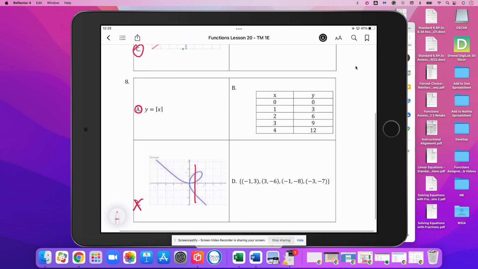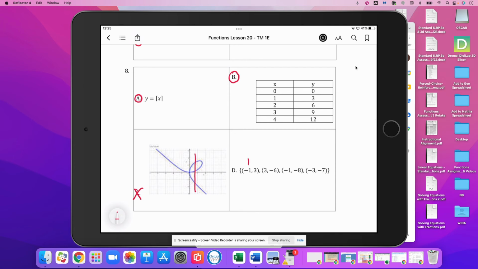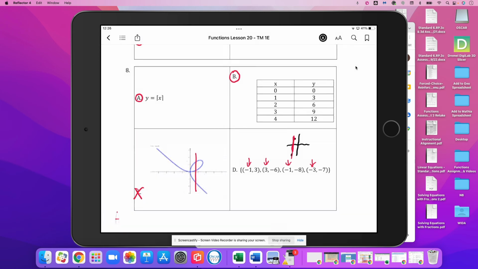Number 8, 0, 1, 2, 3, 4, no repeats. So yes, it's a function. And D, we have negative 1, 3, negative 1, 3. We have negative 1 twice, which means that we would have a point at negative 1, 3, and a point at negative 1, negative 8. So a vertical line would hit both of those points. And so that is not going to be a function.